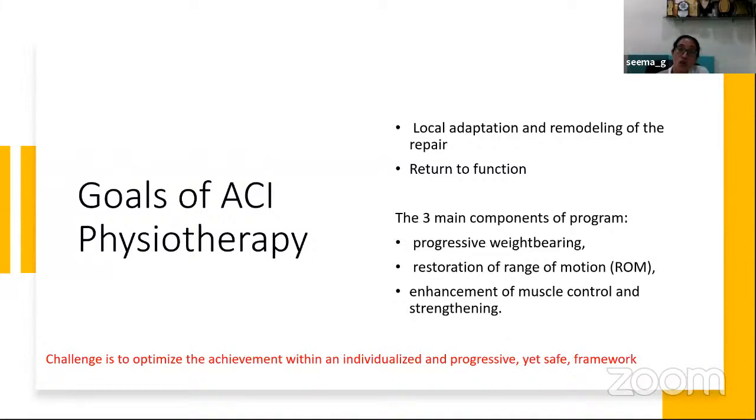The main components of the program are progressive weight bearing, restoration of range of motion, and enhancement of muscle control and strengthening. The major challenge to us physiotherapists is to optimize the achievement within an individualized and progressive framework. It's very, very important that the program is individualized. As I said, one has to look into the lesion type, size, shape, the age of the patient, the BMI of the patient, and what exactly is done.